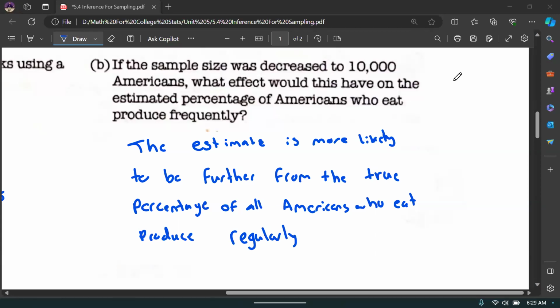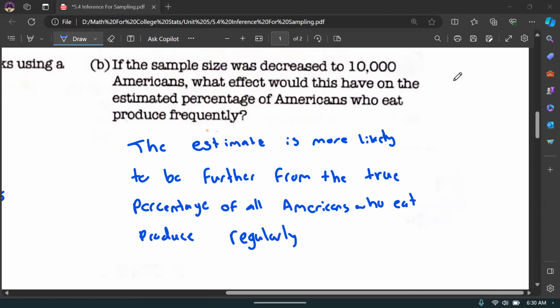Put it this way. If I asked 1 million people how often they eat produce, and 57% of them said they did. But then I asked 10,000 people the same thing, and they told me 65% of them ate produce. Which survey are you going to trust more? The one where I asked 1 million people, or the one where I asked 10,000 people? Of course, the one with 1 million people would be trusted more, right? You have more data there, and that value will be more correct than one with a smaller sample.